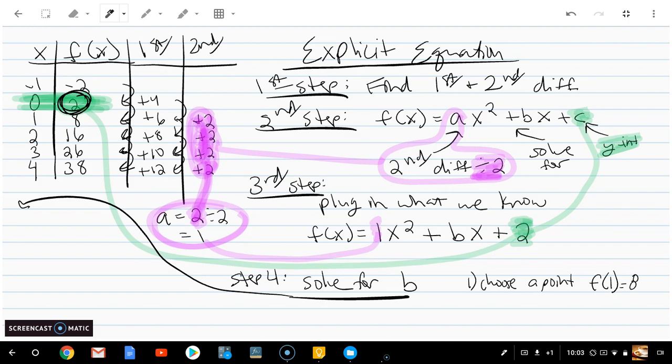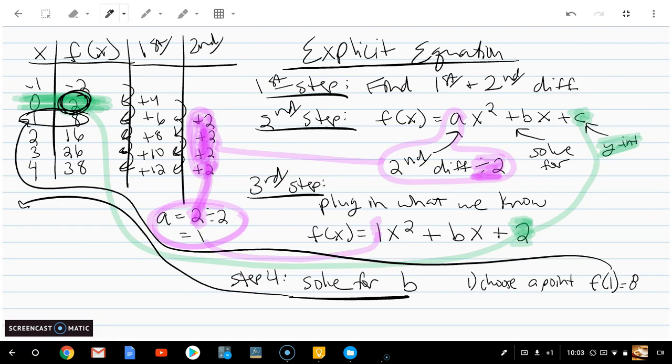And that's this right here. This f of 1 equals 8. So that's where that came from, right here. I'm going to rewrite it here. f of 1 equals 8. And I'm going to plug in everything to what I already know.